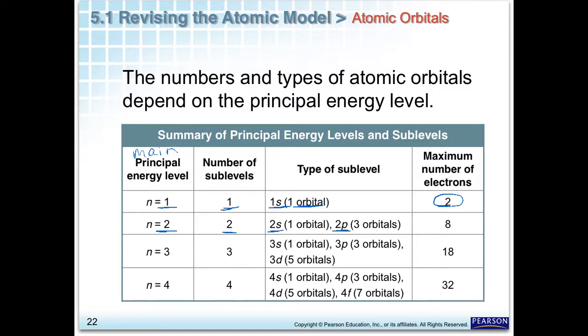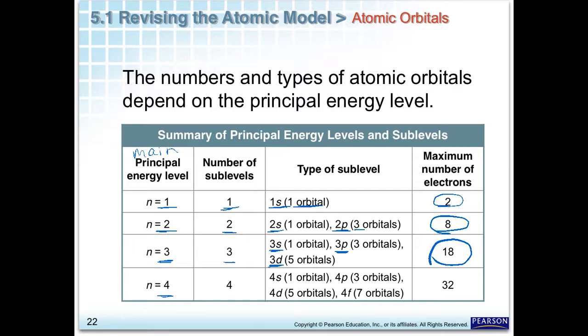The 2 represents which main level it belongs to. So the 2s and the 2p, the p sublevel having 3 orbitals, that's 4 orbitals total, holding 8 electrons in the second principal or main energy level. In the third energy level, we have 3 sublevels. We name them 3s, 3p, and 3d. An s sublevel has 1 orbital, a p sublevel has 3 orbitals, a d sublevel has 5 orbitals. That makes 9 orbitals total at 2 electrons each for 18 electrons.